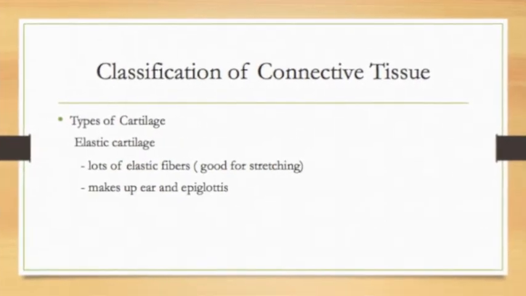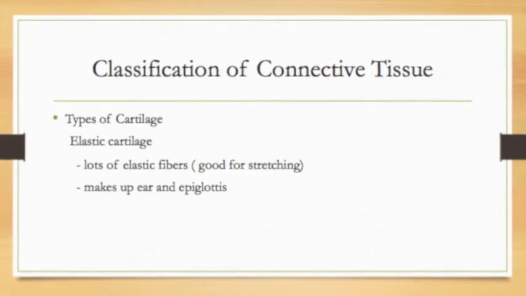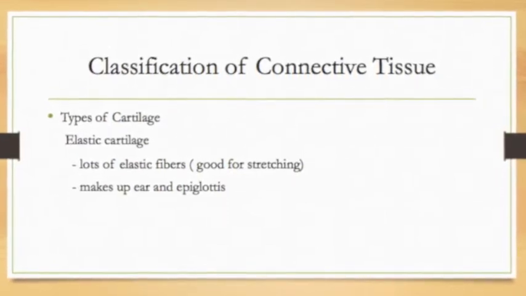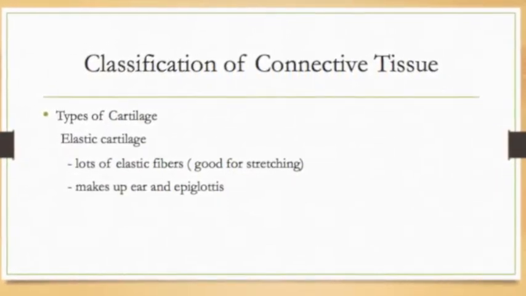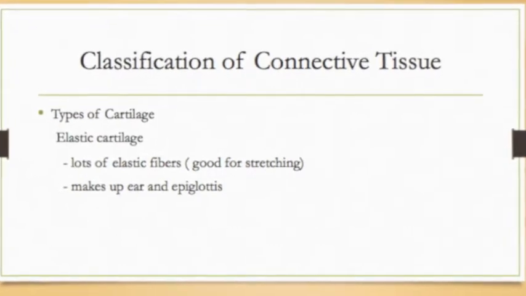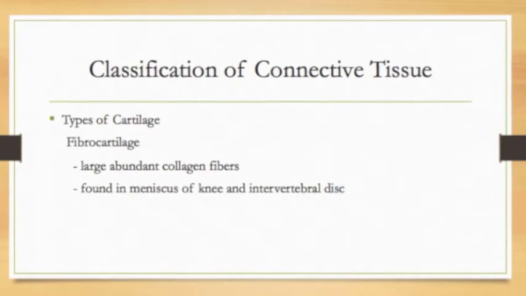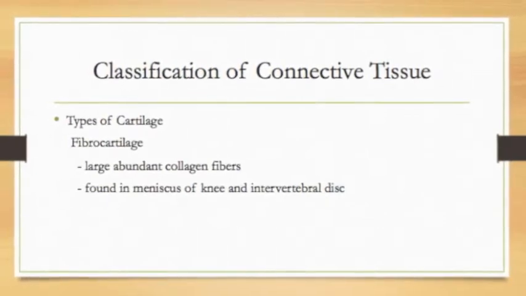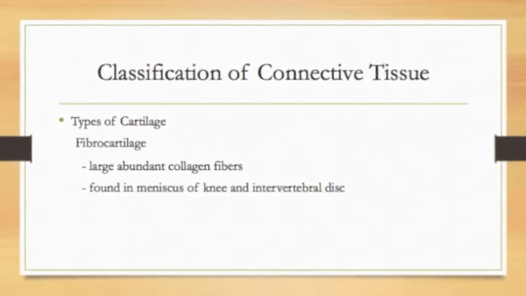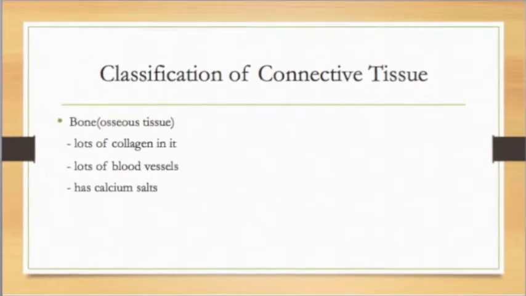Then there's elastic cartilage, has lots of elastic fibers. It's good for stretching, and it makes up the ear and epiglottis. Then there's fibrocartilage, which has large, abundant collagen fibers. It's found in the meniscus of the knee and intervertebral disc.